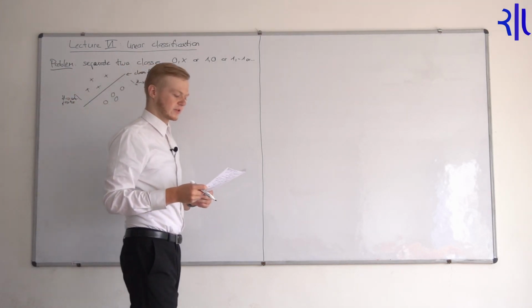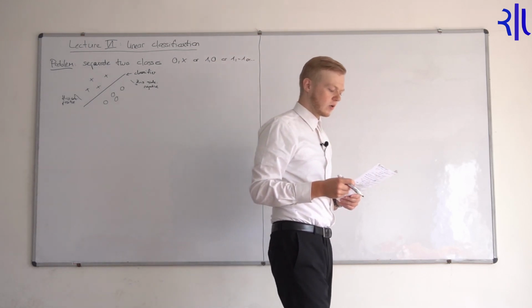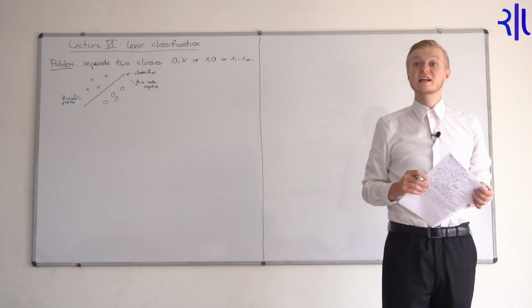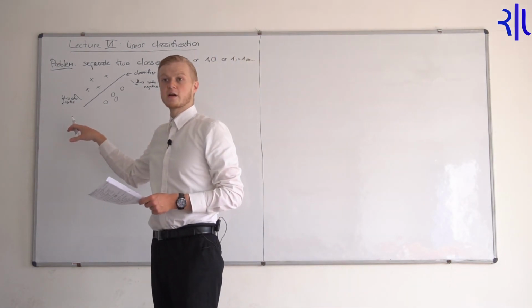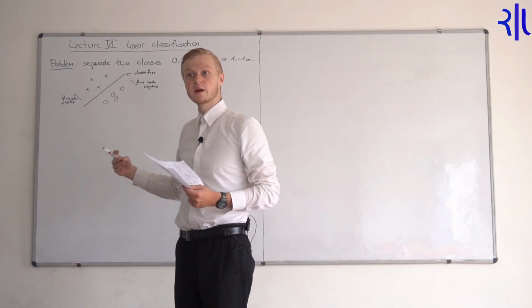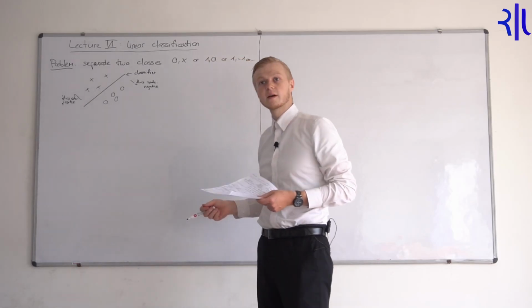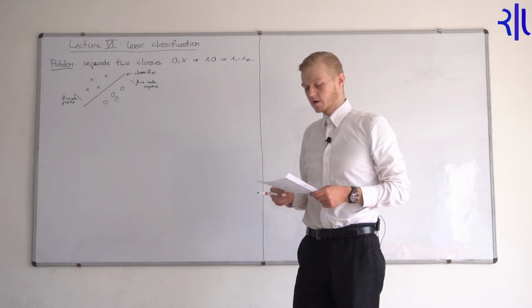Now, the question is, of course, how can we efficiently and meaningfully find such a line? If the data is scattered in 2D like this, I can simply draw it, but in general, we have the problem of finding such a line.